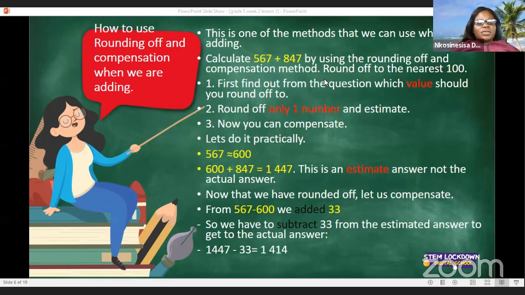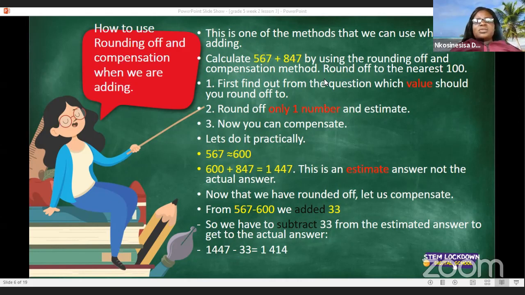Okay, so rounding off. Now we come to rounding off and compensation. Maybe it's the first time you're hearing about the concept, or maybe your teacher has exposed you to rounding off and compensation, or maybe some of your teachers just did the column method when you're adding. So now I'm exposing you to rounding off and compensation. So how do we use rounding off and compensation? This is the time when I want you guys to take your pen and your paper and just go with me, because I really want you to understand this part.